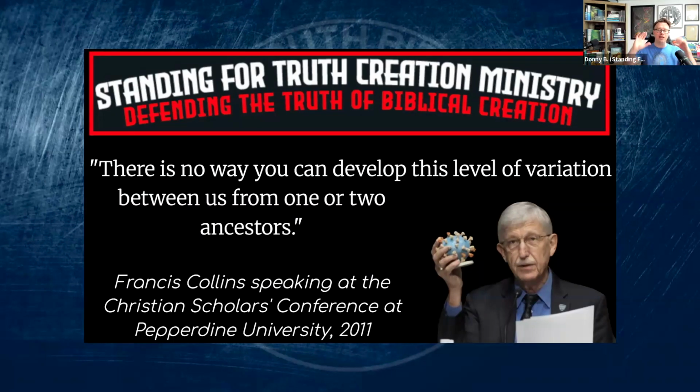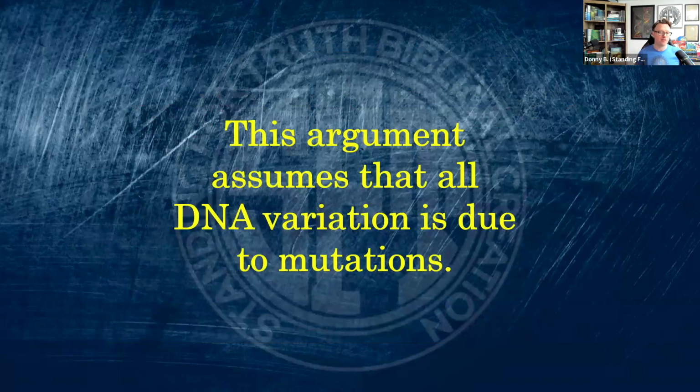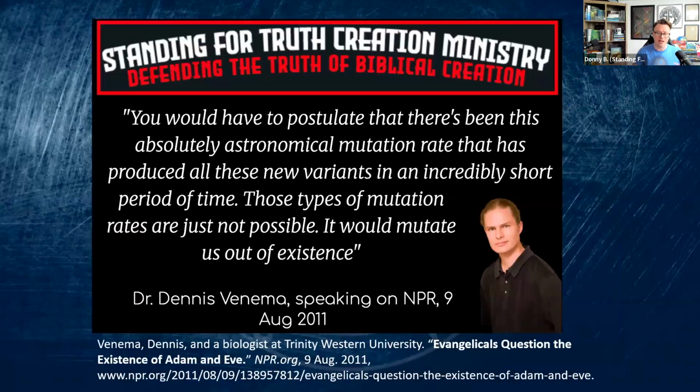So what he's saying is basically all the diversity today in human beings, there's no way that that could have been derived from just two people a few thousand years ago. Firstly, this argument assumes that all DNA variation is due to mutations. And I'll expand on that in a little bit, as I want to go over another quote from another popular or prominent theistic evolutionist, anti-creationist.